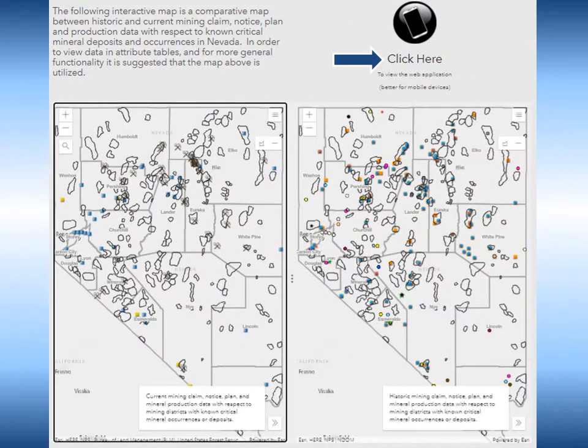We will now scroll down on the Nevada Mineral Producers Commodities and Occurrences page to view another web mapping application which will compare current and historic data with respect to mining districts with known deposits or occurrences of critical minerals. We will click on the Click Here to view the application, though we can interact with it here. And then we will zoom to the Antelope Mining District in Pershing County again.